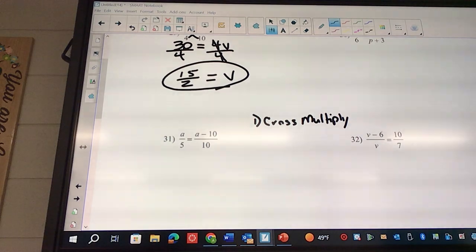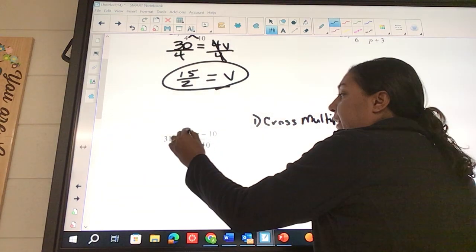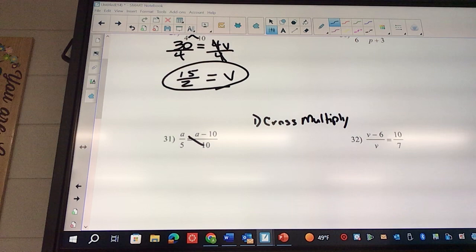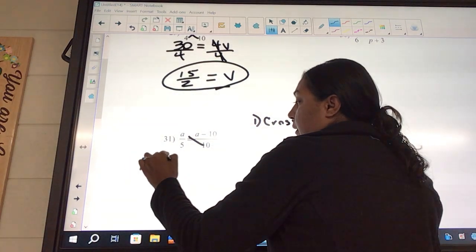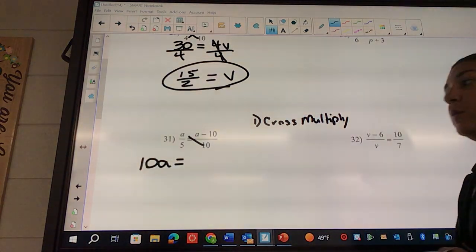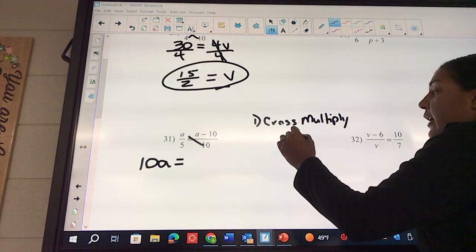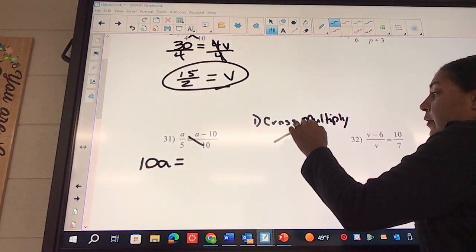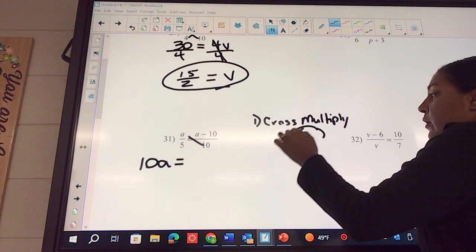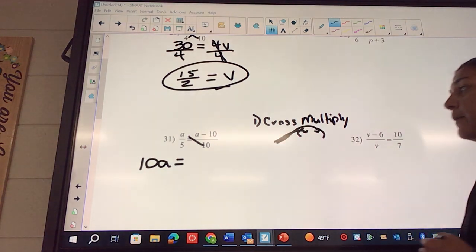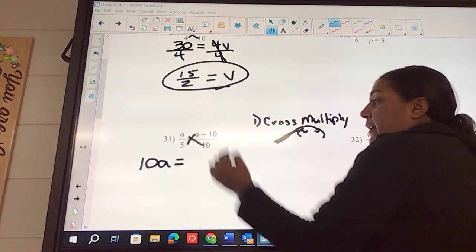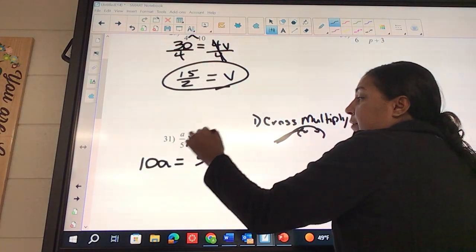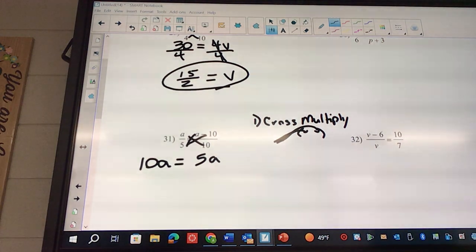Okay, again, so 31, we're starting with cross multiply, so a times 10. What's a times 10? 10a. Okay, now on this other one, when we're cross multiplying, you're going to have to cross multiply twice. One here and one here, okay? So it's really going to be 5 times a, which is 5a. 5 times negative 10? What's 5 times negative 10? Negative 50.